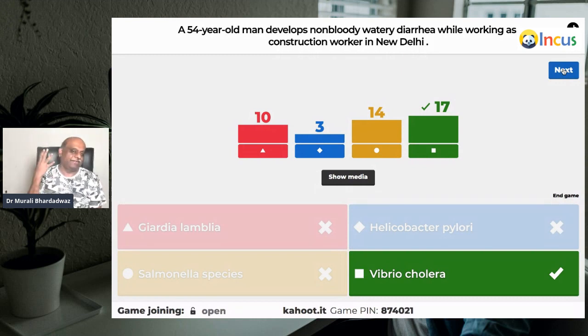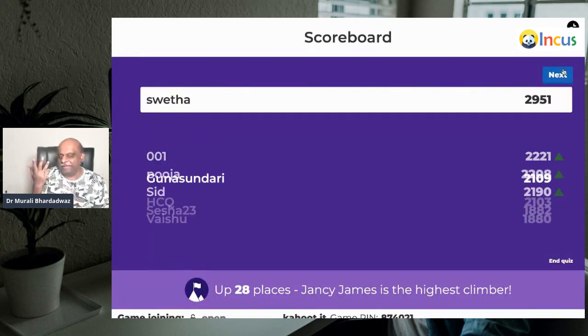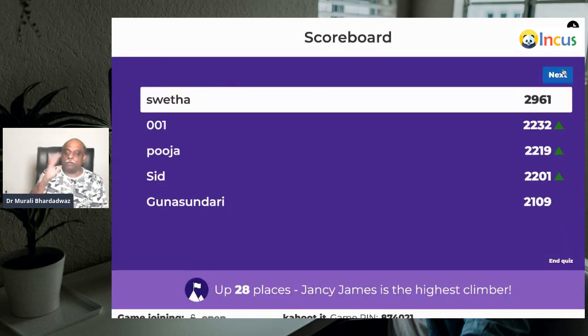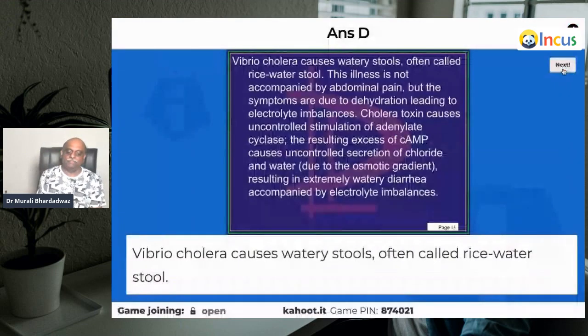17 of you are right. Delhi belly. So watery diarrhea, Vibrio cholerae, what else can it be? Excellent. Shweta is on the top. Oh no, Gunasundari, you have gone down. But no worries. 001, Pooja and Sid are closely competing to snatch that 40,000 rupees crown of onlineMBBS.com subscription. So, doctor, Vibrio cholerae leads to watery diarrhea, rice water stool, and in the cholera toxin, you should remember, excess cyclic AMP is a very important underlying mechanism of the toxin.